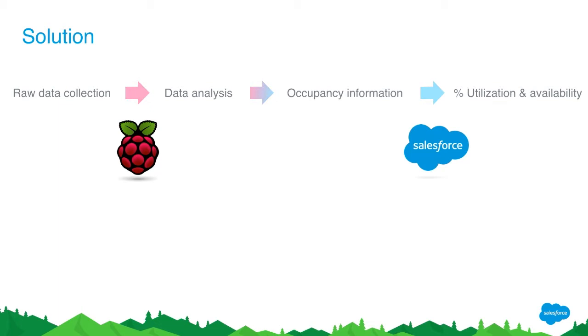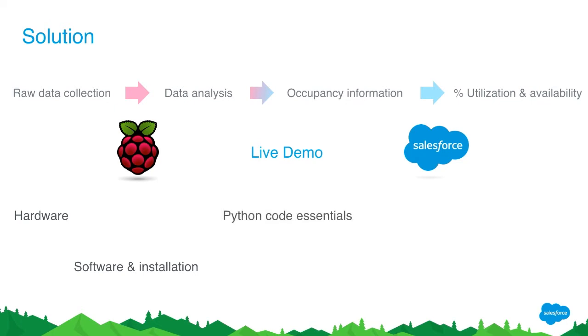So our session today is going to start with a live demo. Then we're going to cover all the hardware that's involved in the solution. We'll go over the software, which is basically the OS for the Raspberry Pi, and a couple of libraries that you need. In particular, one called Simple Salesforce, which we use to connect the Raspberry Pi to Salesforce. We'll cover the Python code essentials. Python is the scripting language that we use on the Raspberry Pi, and we're going to cover things like authentication, creating records, and updating records.